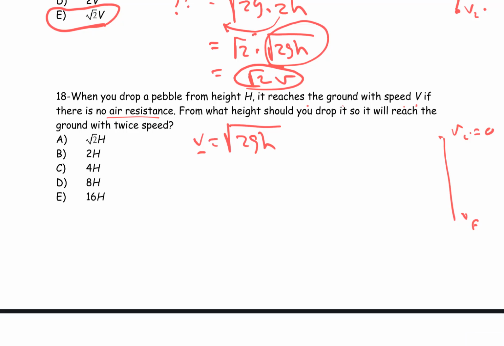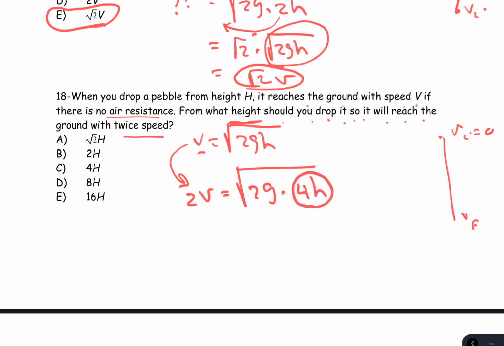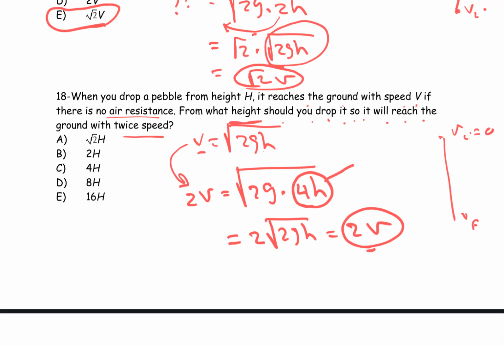If there is no resistance, from what height should you drop it so it will reach the ground with twice the speed? So when the speed is 2v, we need 4h instead of h. Because try to apply it: 4 goes out of the root as 2, and the square root of 2gh gives 2v, which is what we need, twice the speed. So here, instead of h, it will be 4 times h. So the right answer is here.